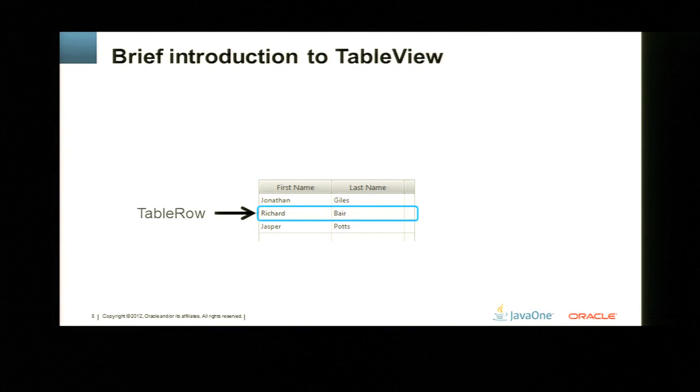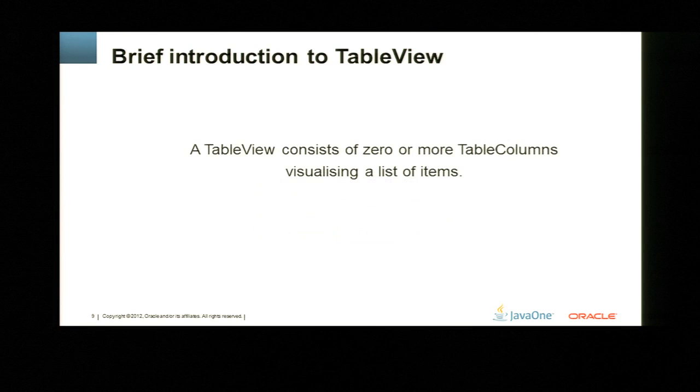Each table view, basically, in the visible area has a table row associated with it. And each table row has one table cell for each table column that exists. And so, not only is the table column responsible for getting the data and bringing it to the user, but it's also responsible for rendering the data. So each table cell for a column is created by that table column. And we'll go into this in a lot more depth shortly. And so, in short, a table view consists of zero or more table columns, and they visualize a list of items.